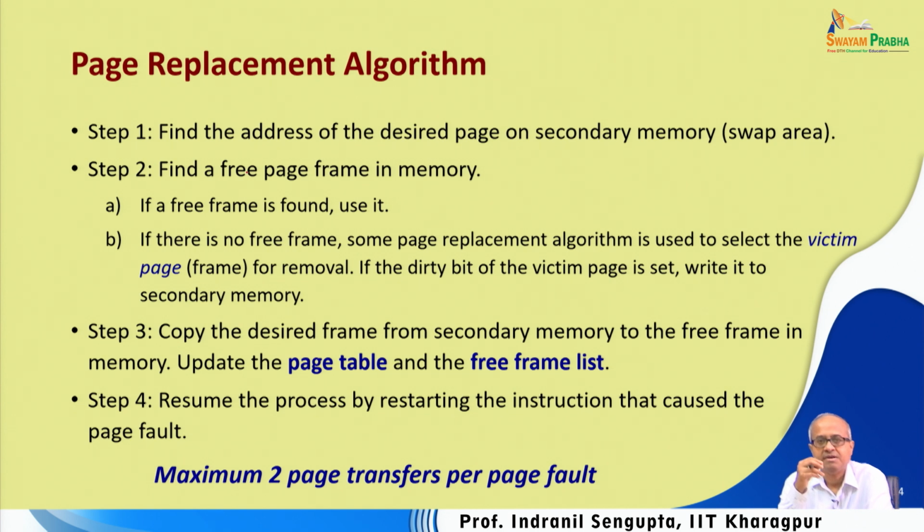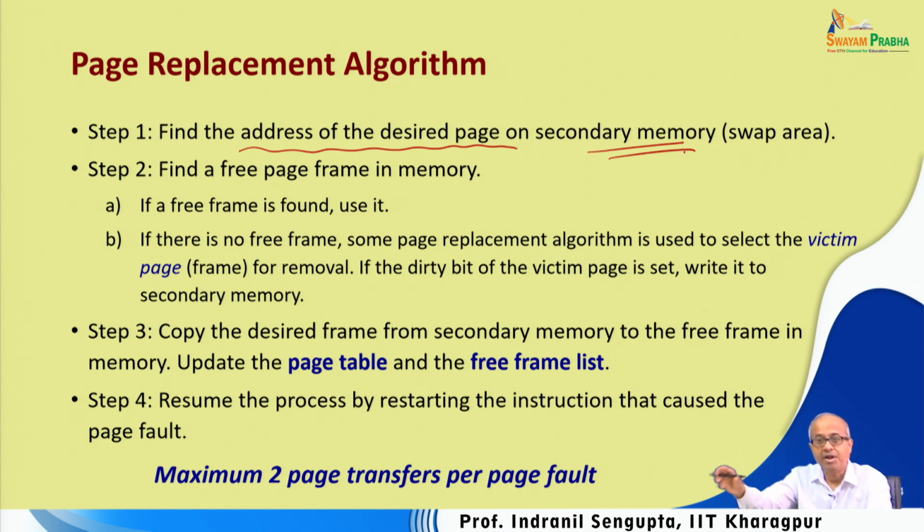See, the process is trying to access a page, a memory location corresponding to a page. The page is not there in memory, in page table it is marked as invalid, there is a page fault. So, now the requested page has to be brought from secondary storage. So, first you find out the address of the desired page on secondary storage, swap area or file system area, wherever it is.